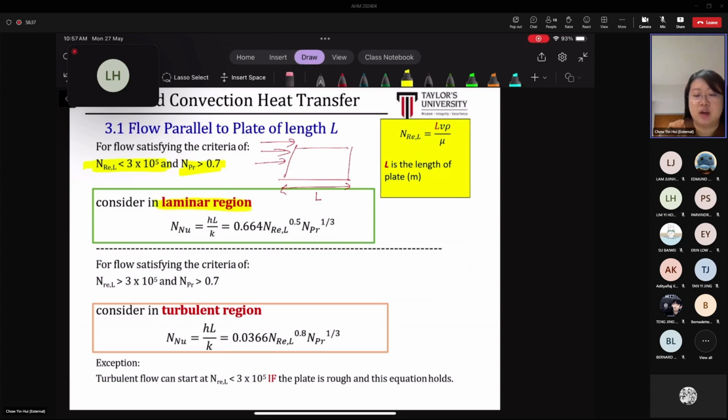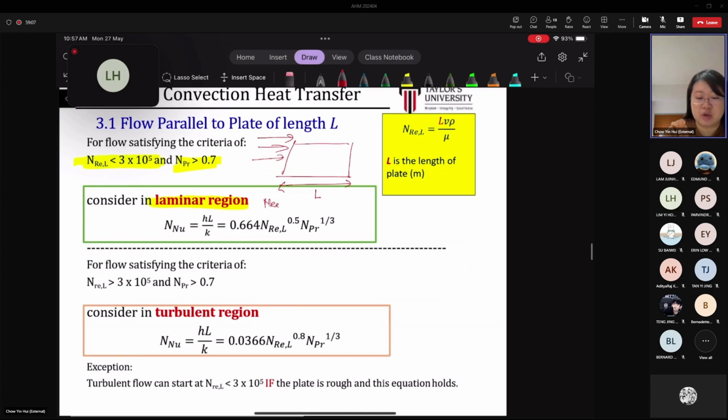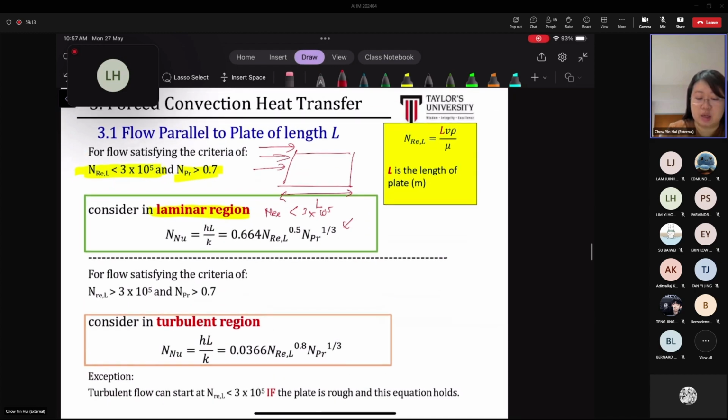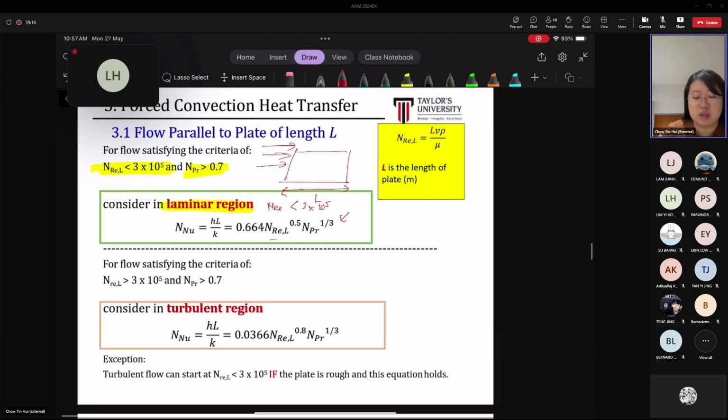For flow past a plate, a Reynolds number smaller than 3 × 10^5 is considered the laminar region. Always take note, I always tell students, that 2100 and 6000 only apply to flow inside a pipe. That range that you all use to identify whether it's laminar or turbulent flow, 2100 and 6000, only applies to flow inside a pipe. When it comes to other geometry, the range of the Reynolds number for laminar or turbulent flow will be different. So for example, this is your Reynolds number, it should be smaller than 3 × 10^5. Then we apply this one, where the Nusselt number equals 0.664 multiplied by the Reynolds number to the power of 0.5 and the Prandtl number to the power of 1/3.